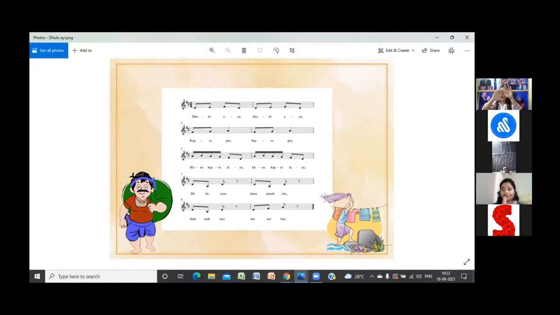One and two and three and four and. One and one tap. One and two and. Two and. Okay. Three and four and. Yes. Very good. One and two and three and four and.